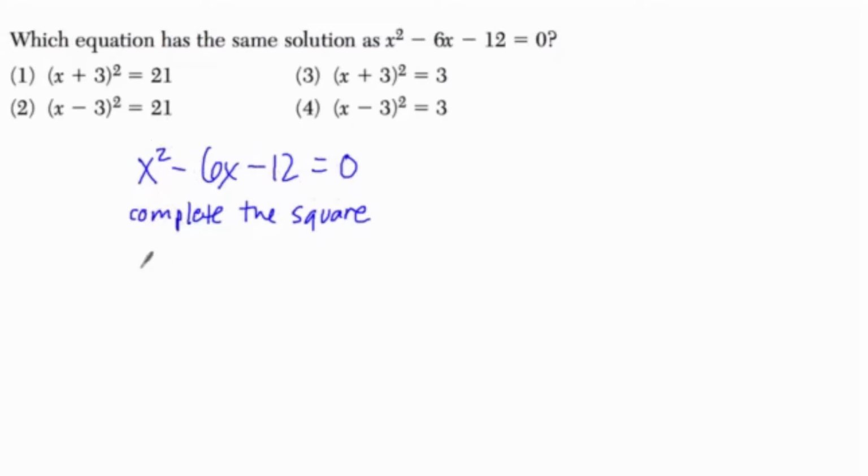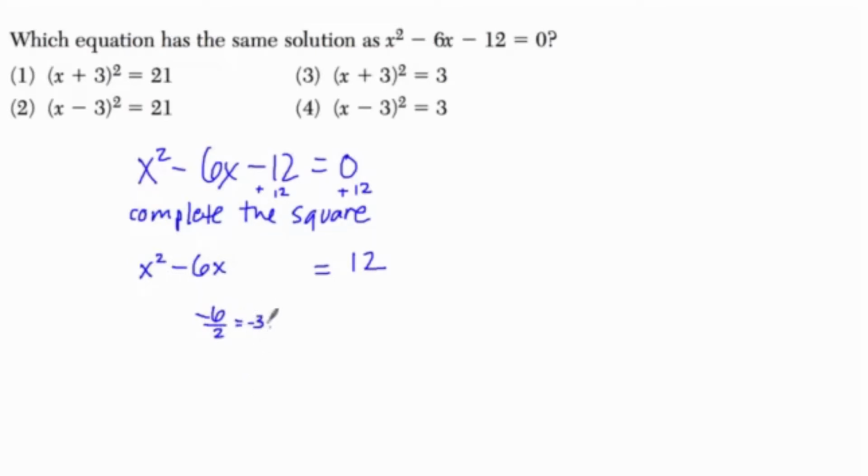If you recall, when you're completing the square, the first thing to do is to move the constant onto the other side. So we're going to do that by adding 12 to both sides of the equation. And so negative 12 plus 12 becomes 0, so we'll just leave it here. 0 plus 12 is 12. Now we take the coefficient of x, which is negative 6, and we divide that by 2 to give us negative 3.